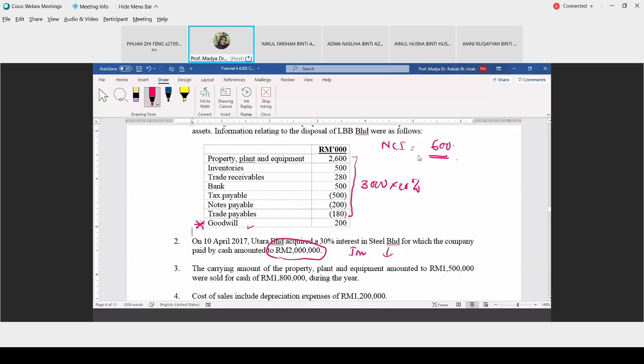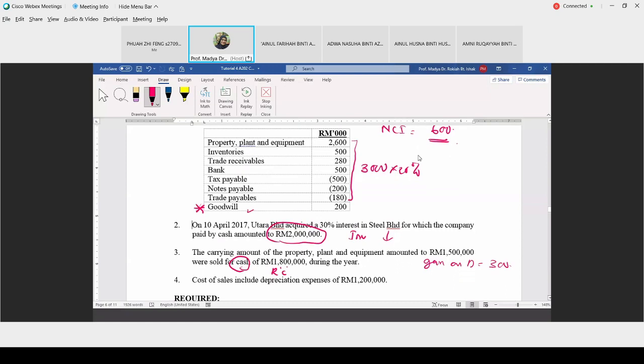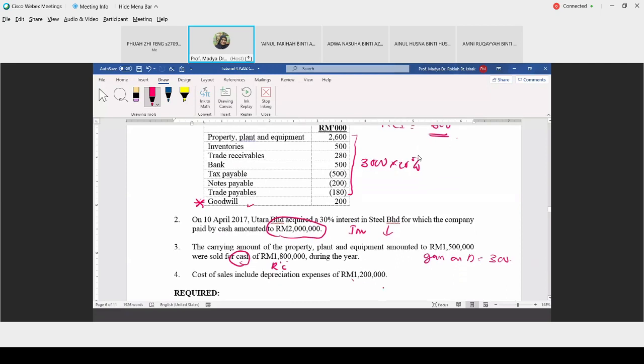The carrying amount of the PPE, property, plant and equipment, was 1.5, and it was sold at a price of 1.8. So the cash that you receive here is 1.8, and if you look here, there is a gain on disposal of 300. The next item is cost of sales, which includes depreciation expense. So you have depreciation expense of 1.2 million, and we need to add this amount back.